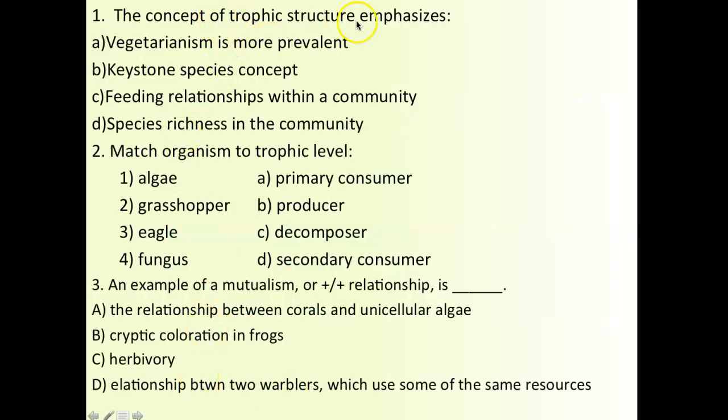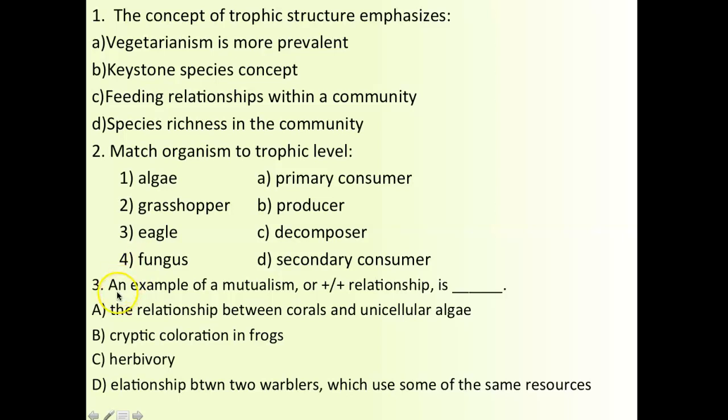So the concept of trophic level or trophic structures emphasizes what? Vegetarianism is more prevalent, keystone species concept, feeding relationships within a community, or species richness in the community. So trophic level is feeding level, so that's letter C. Match organism to trophic level. We have algae, grasshopper, eagle, and fungus. So algae is photosynthetic, so this is going to be our producer, letter B. Grasshoppers are herbivores, they're going to be a primary consumer. Eagles are going to be our secondary consumer in this choice group. And then fungus is a decomposer.